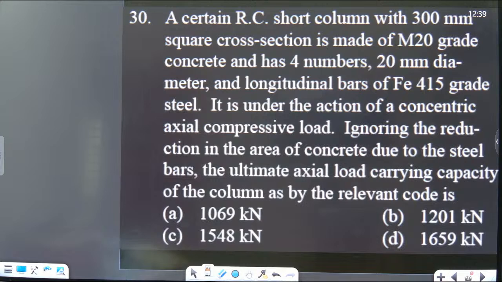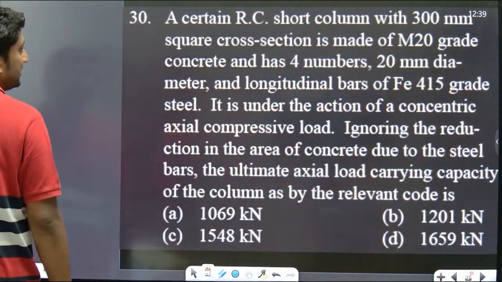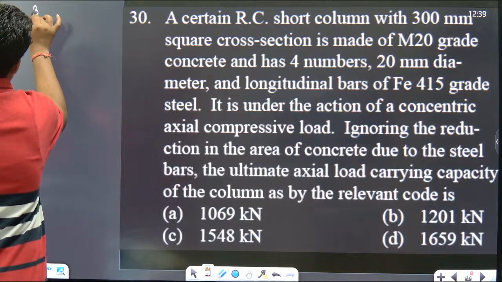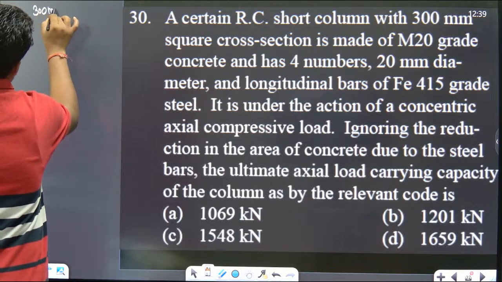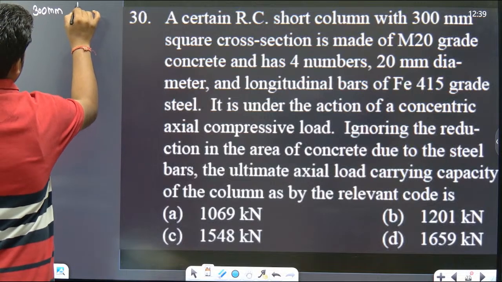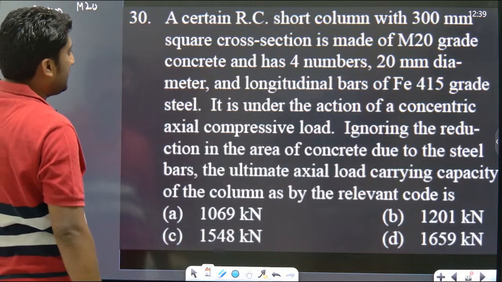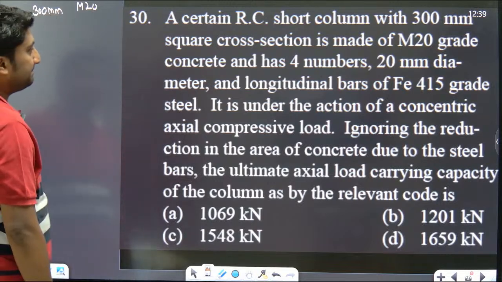Okay, I'll solve the question, don't worry. Now in this question, a certain RC short column with a 300 mm square cross section is made of, so this is a square cross section, 300 mm by 300 mm. The grade of concrete is M20. So what is the area of steel?